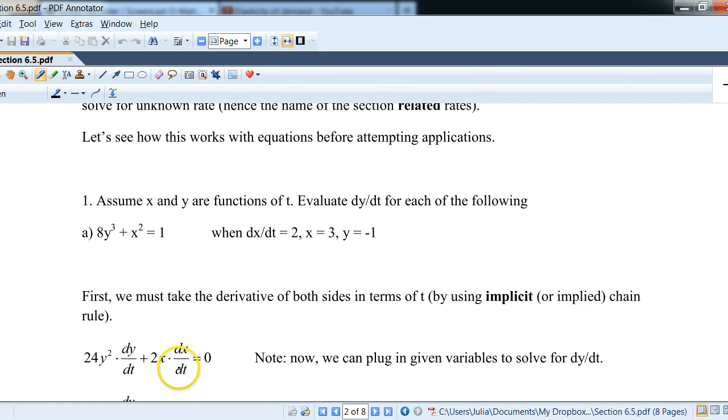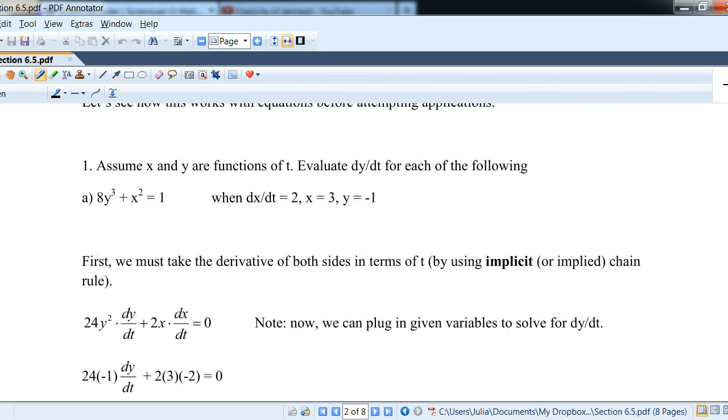So again, we use the chain rule. Equals, now with constants, we treat them just the same as always. The derivative is 0. And now we can plug in all the variables. So it's 24, we recall y was negative 1, times dy/dt, which is unknown, so we keep that, plus 2 times 3 for the x, and negative 2, I believe, let's see, dx/dt, I think it should have been positive 2, excuse me. Yeah, is that correct? 2 times x times y, yeah.